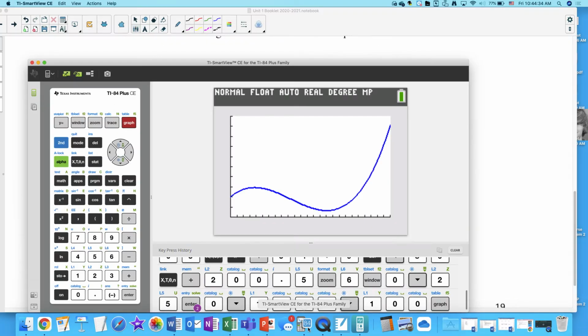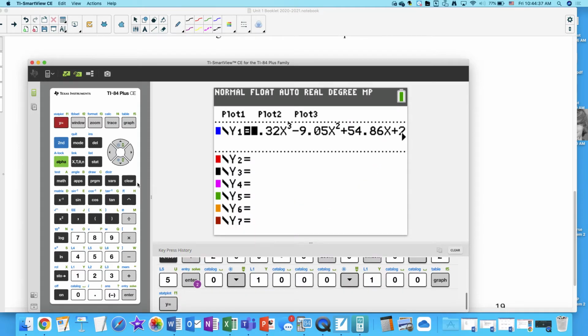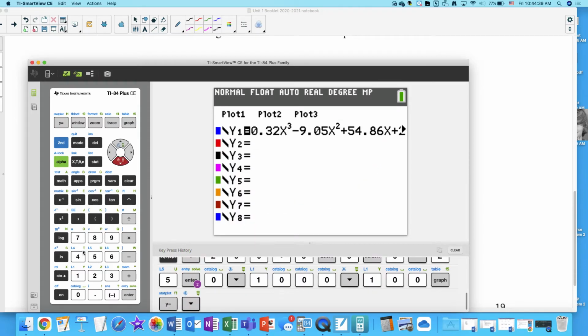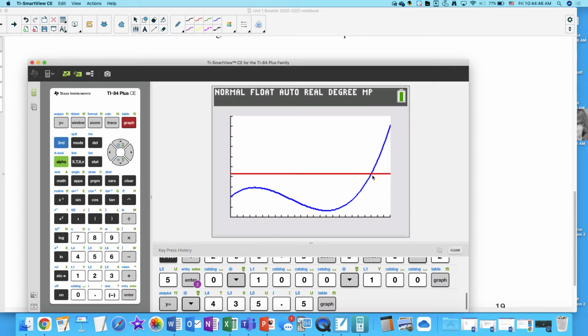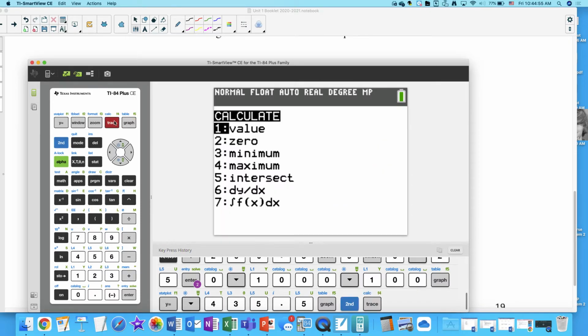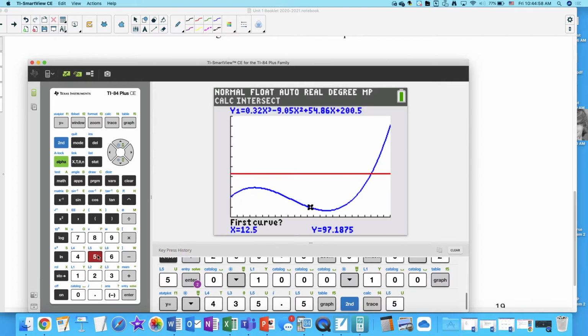And there it is. Now, to get my intersection, don't use the trace button. Go to that second calc menu and go to number 5 for intersect. And it's going to ask you to get close to the intersection point on the first curve. So that's close enough. I'm going to hit enter. On the second curve, that's close enough. I'll hit enter. And then do I want to guess? Yes, I do. And so we can see that that happens to the nearest hundredth at 22.01 seconds.